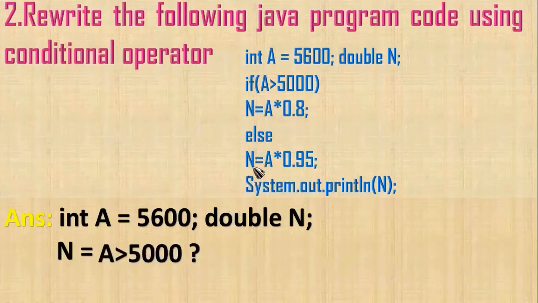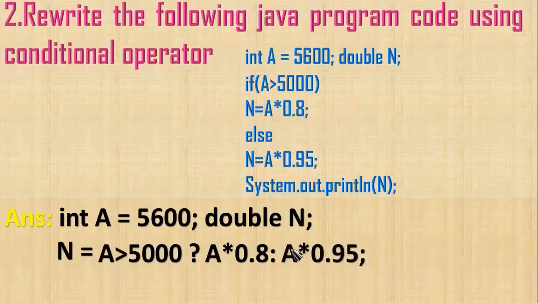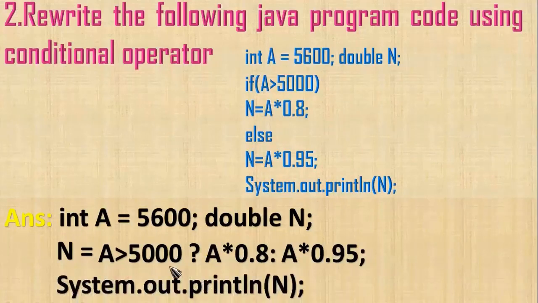And then if it is true, whatever is to be executed will be given. So this is the true statement here: A into 0.8, then colon we will write. Then else, the false one, so that is A into 0.95. Then the printing statement is given here.